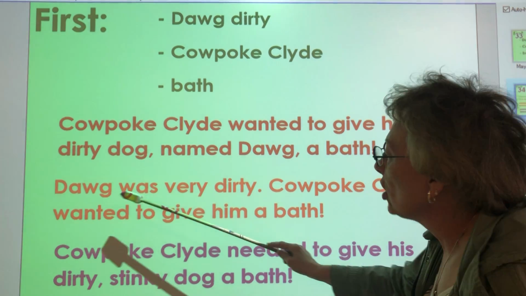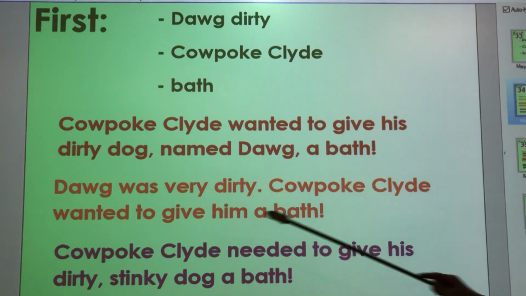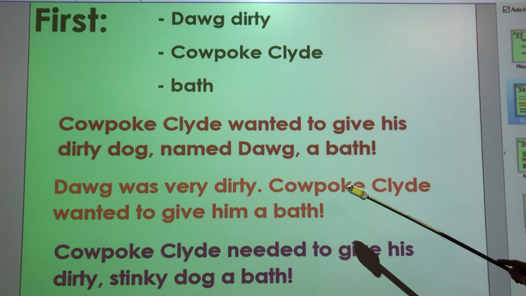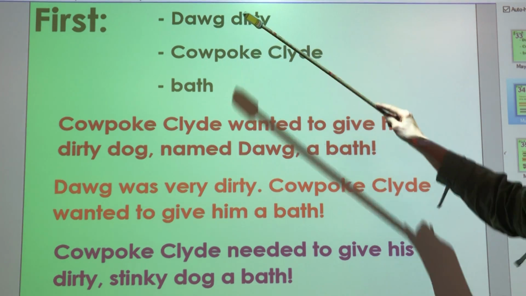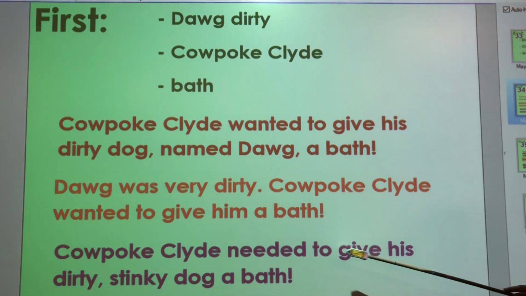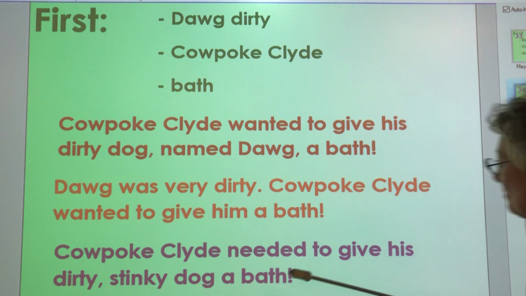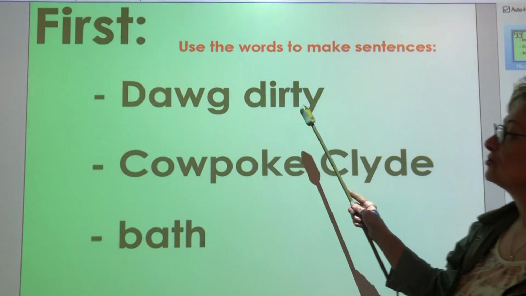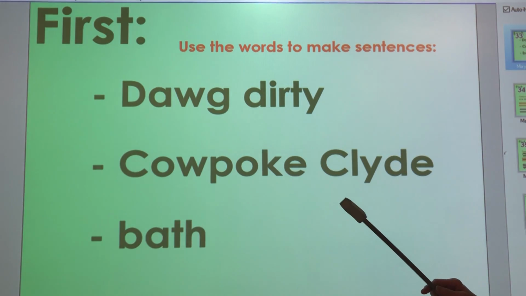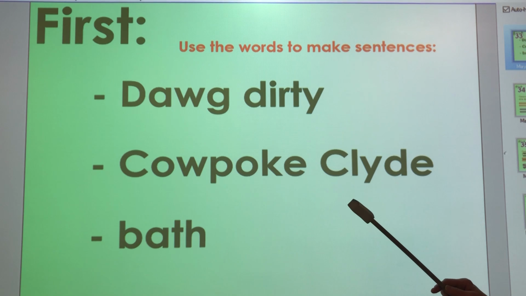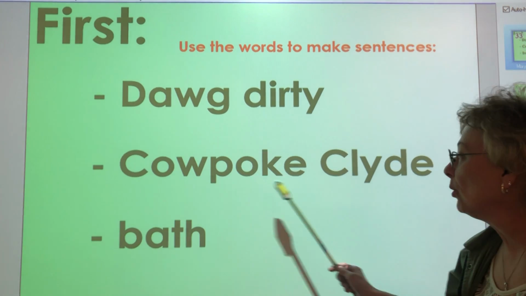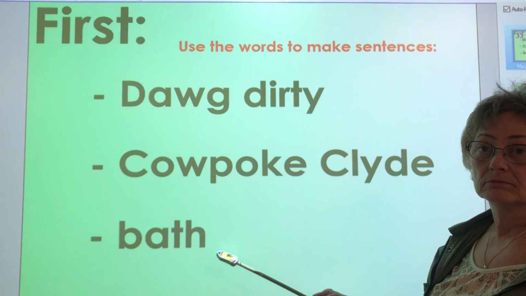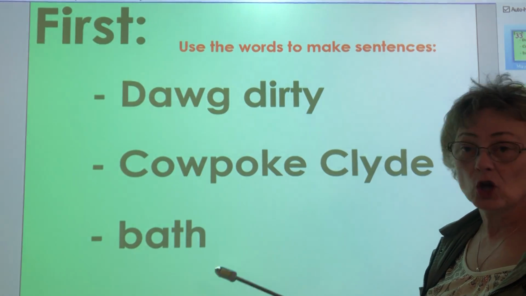Second sentence. Dog was very dirty. Cowpoke Clyde wanted to give him a bath. That makes sense. That could be a sentence also. Using those three words. Cowpoke Clyde needed to give his dirty, stinky dog a bath. We need to remember that dog dirty, not a sentence, doesn't tell us what the action is. Cowpoke Clyde tells us who, but doesn't tell us what the action is. Bath tells us what's going to happen, but not the who.